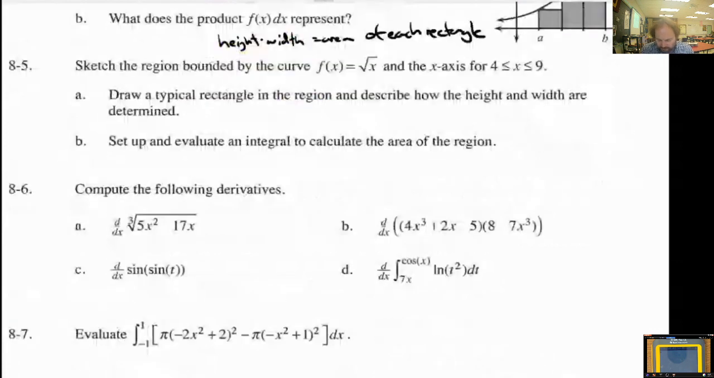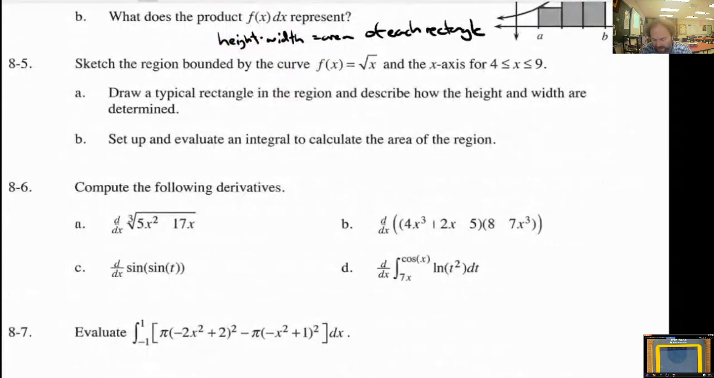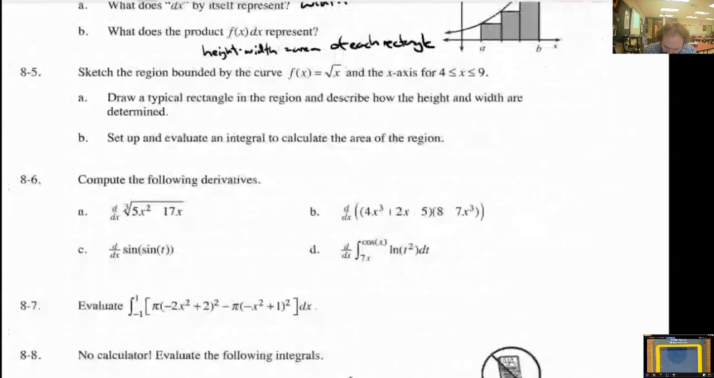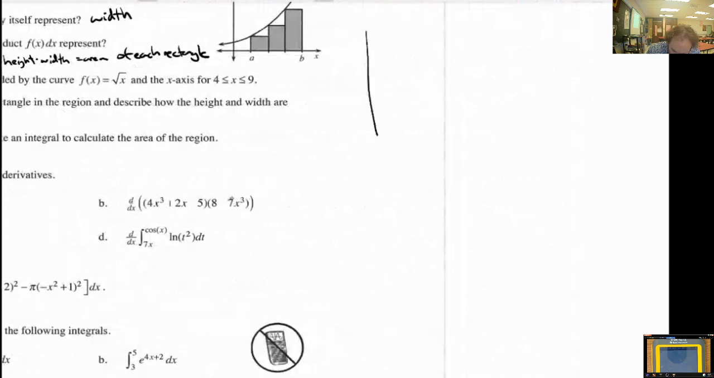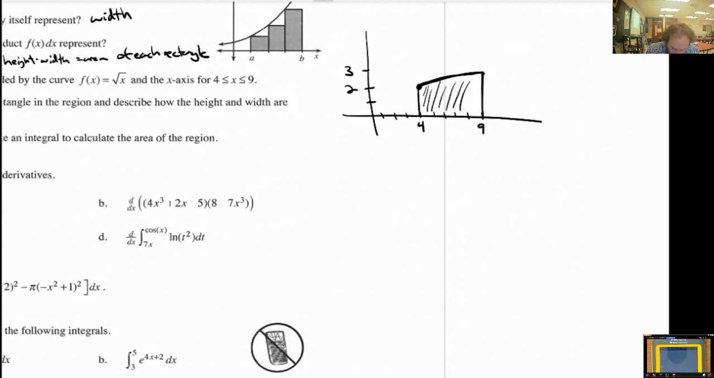8.5, sketch the region bounded by the curve f of x equals square root of x and the x-axis for 4 to 9. So we'll go ahead and do that. That's actually really easy to do by hand. We don't need to use a calculator necessarily for it. Since 1, 2, 3, 4, the square root of 4 gives you 2. So there's a point right there. And 5, 6, 7, 8, 9 gives you 3, because the square root of 9 is 3. And so the curve kind of looks like that right there. And there is your area that we're looking for. That's kind of what we're looking for, is that blob right there.